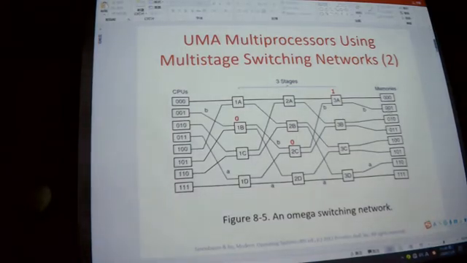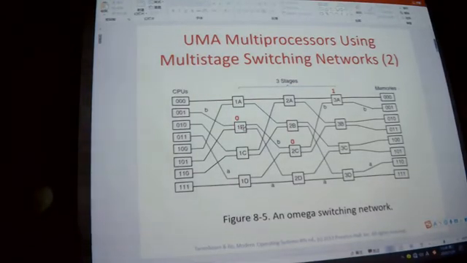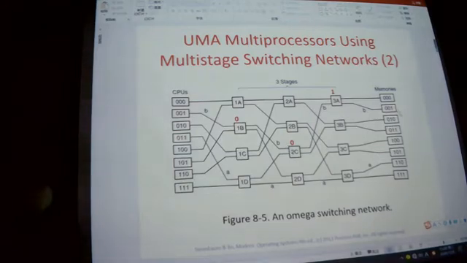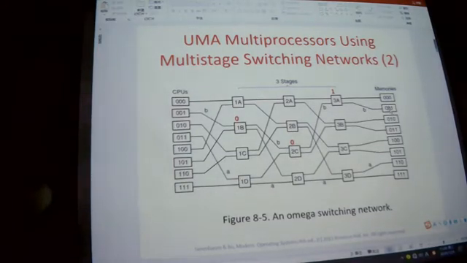Is it 0, 0, 1, okay? Yeah, 3 bits. So the first switch just handles the first bit, which is 0. This switch handles the second bit, which is also 0. And this switch handles the third bit, which is 1.